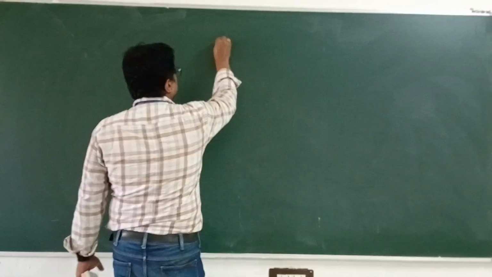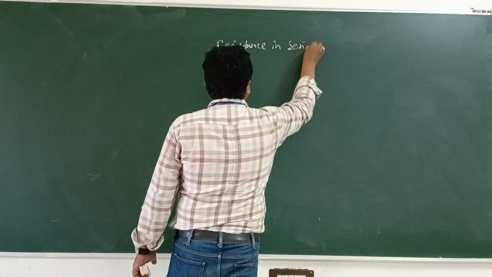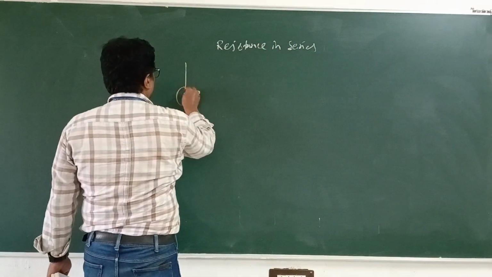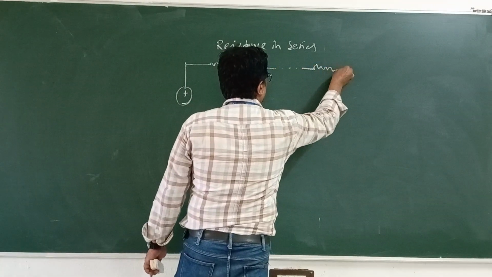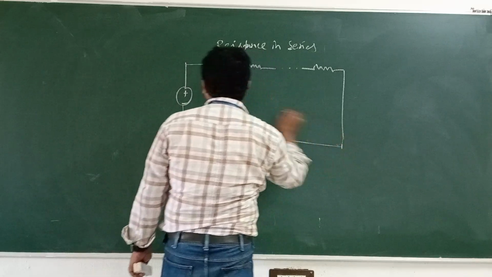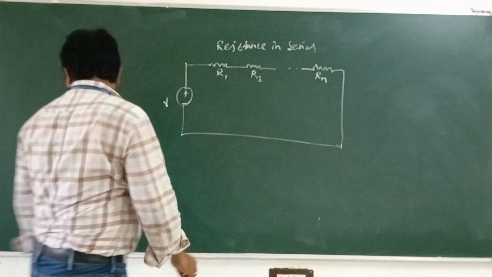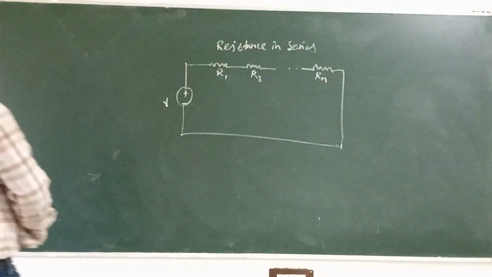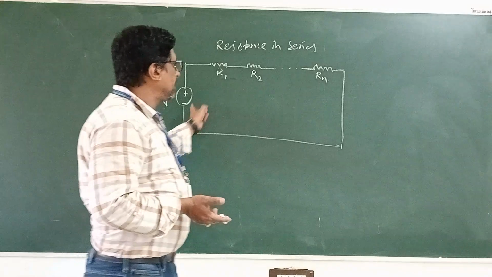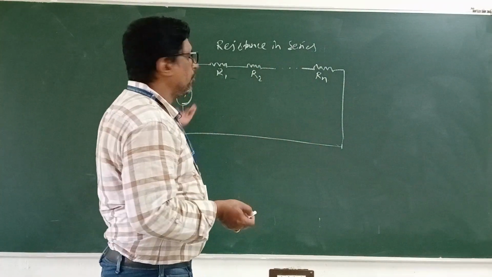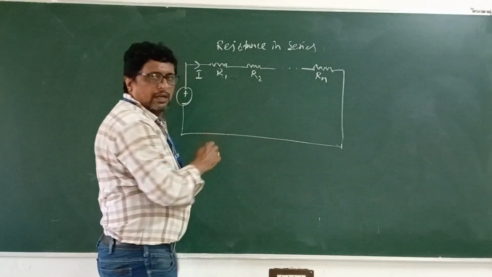Next we will see resistance in series. If n number of resistors are connected in series to a particular voltage source V, then what happens? This is a total series circuit. Series circuit means the current is sent through all the circuit elements, where the voltage is different. So a single current I travels through all the resistances in the circuit.